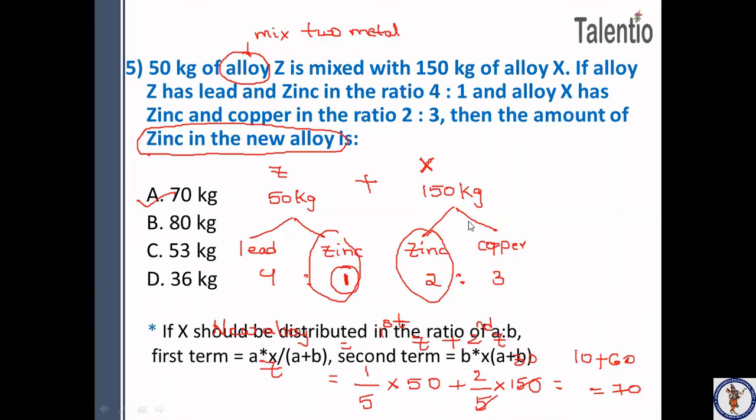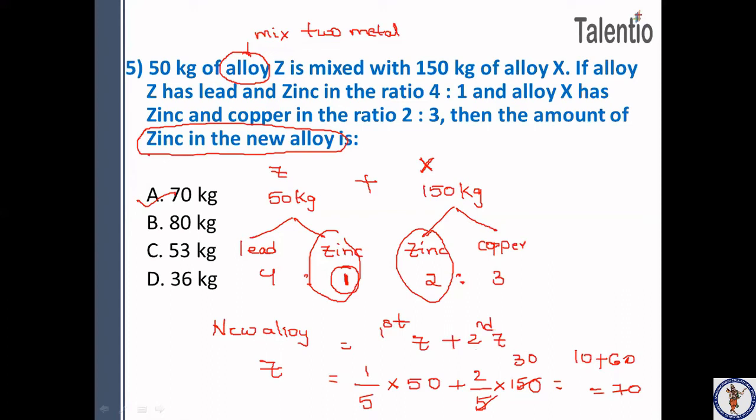So the same thing, even if x should be distributed in the ratio a is to b, the first term is a by a plus b into x, and the second term is b by a plus b into x. Why I have taken 5 is nothing but, listen. Whenever you are distributing in ratio parts, for example, 50 is in the ratio 4:1. If I want the fourth one, the ratio part 4 by total 5 into 50. Why is this there? Because what is the total ratio part? 5. And that 5 is equals to total amount 50 kgs.